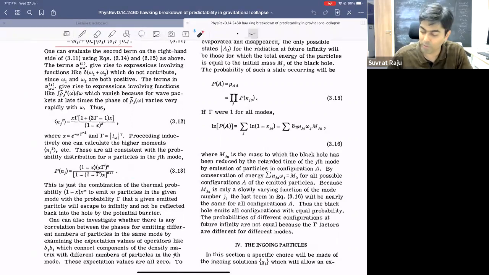And when you computed higher moments, you would find a probability distribution. This probability distribution is just a thermal probability distribution. So you see here, right? This is just a thermal probability distribution with the gray body factor, which we've not included, because we are looking at slightly different quantity. Apart from that, this is just a thermal distribution. And this is what I just explained.